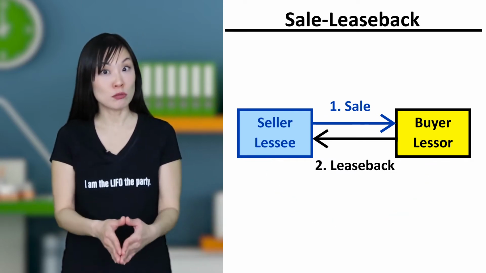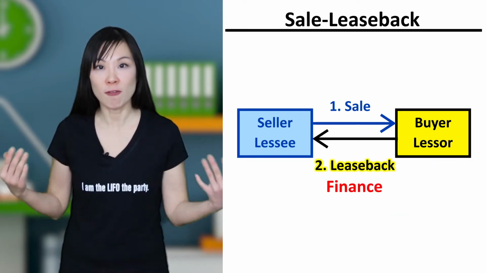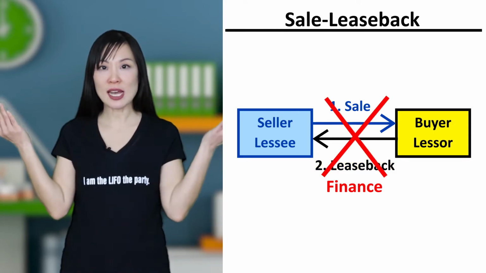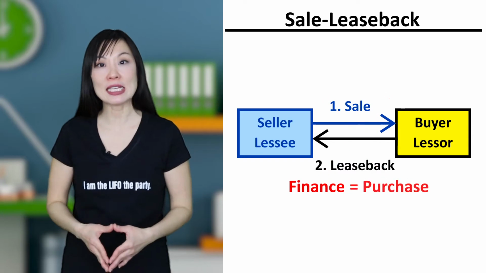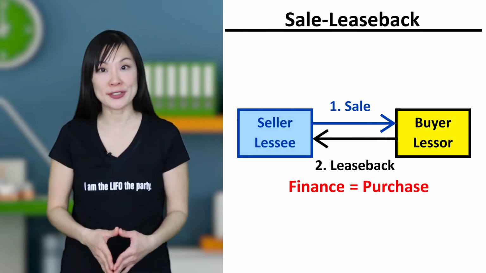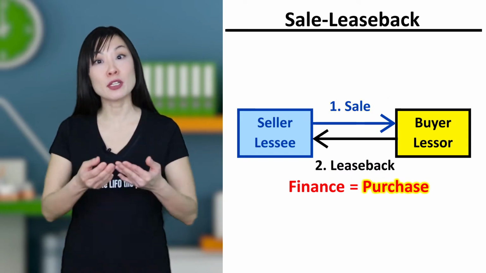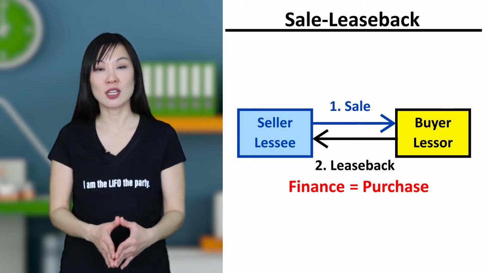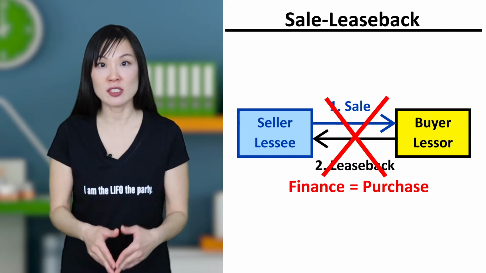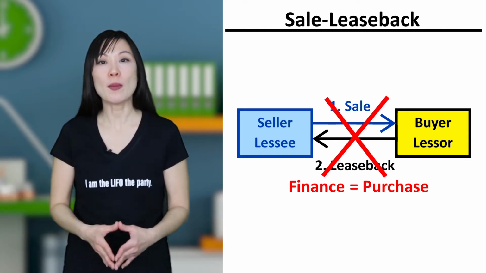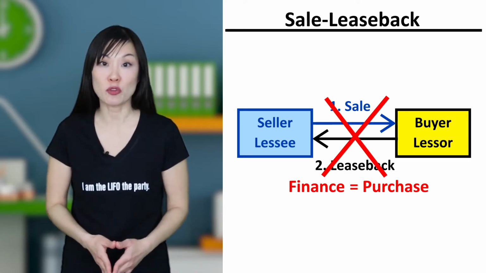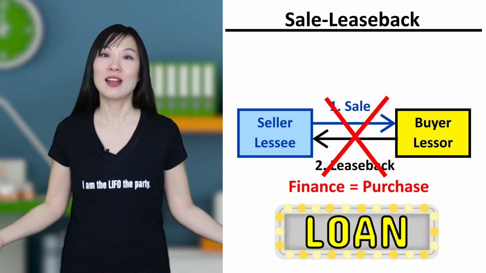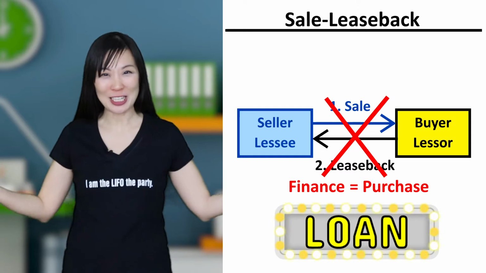With one thing to note, if the leaseback is a finance lease, then the sale leaseback fails. Why is that? Well, remember, a finance lease is just another way of saying purchase. You can't sell and repurchase something at the same time. That doesn't make sense. That's a wash. Then in substance, there is no sale and lease. Remember, a lot of accounting is substance over form. For a failed sale leaseback, it's really just a loan. Then we record it like a loan.